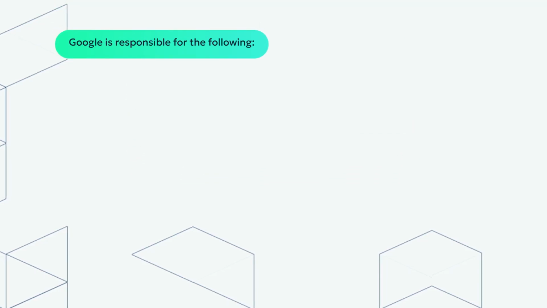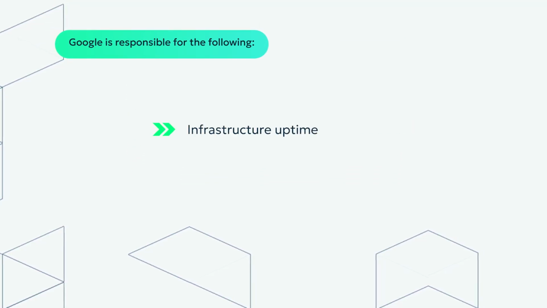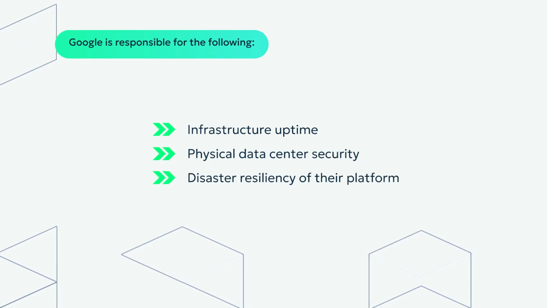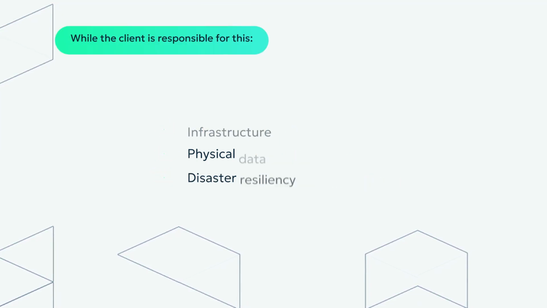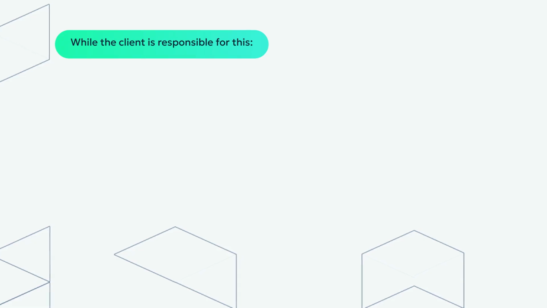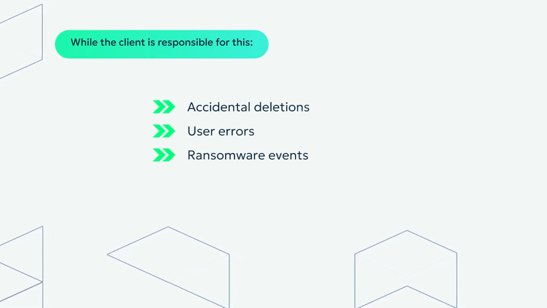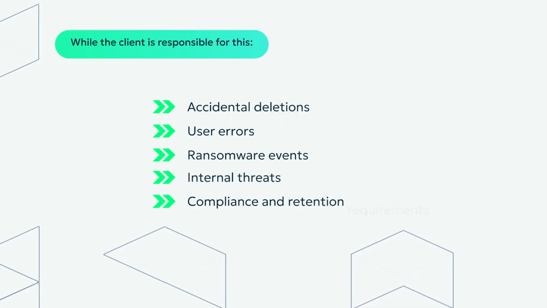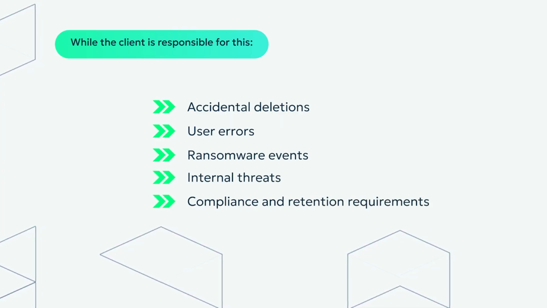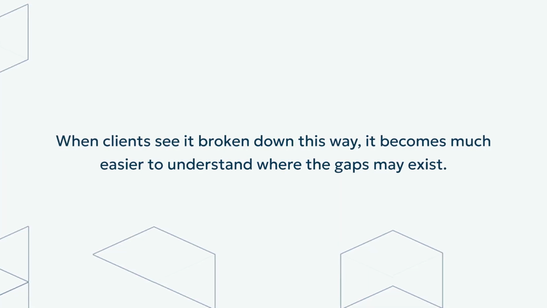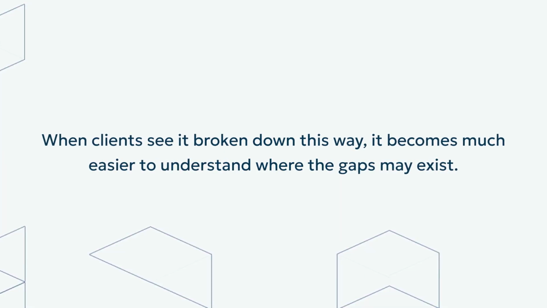Google is responsible for the following: infrastructure uptime, physical data center security, disaster resiliency of their platform, while the client is responsible for this: accidental deletions, user errors, ransomware events, internal threats, compliance and retention requirements. When clients see it broken down this way, it becomes much easier to understand where the gaps may exist.